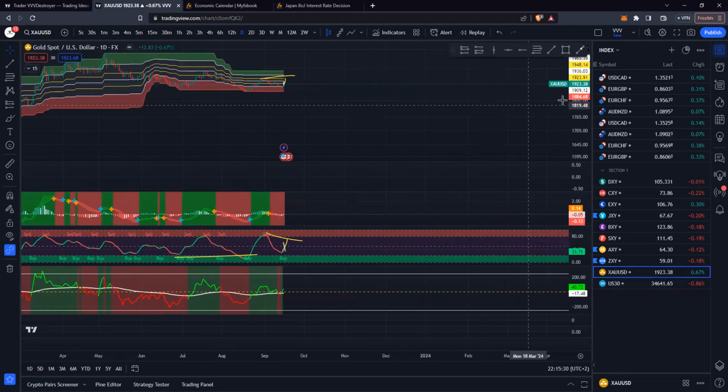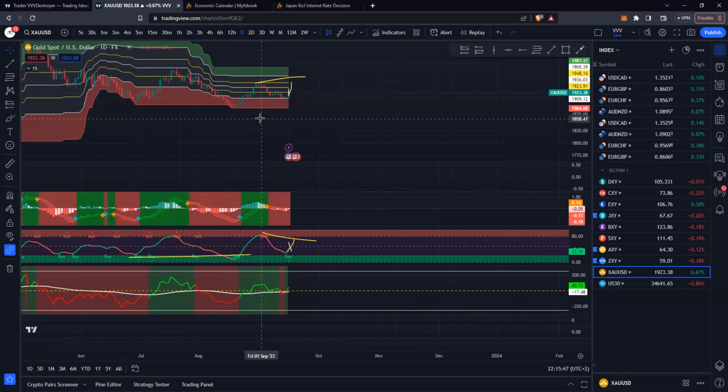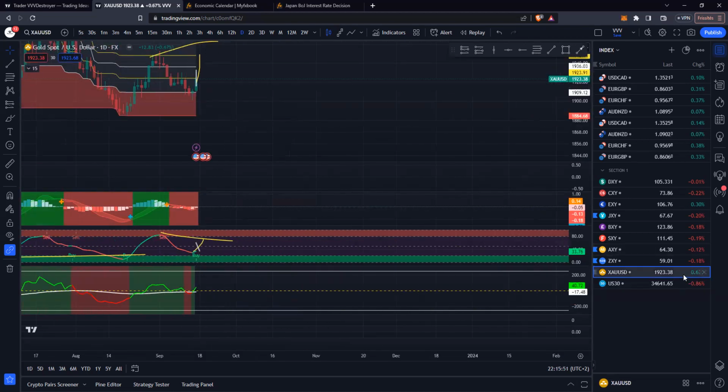And here is also something formed which is very interesting because we see a whole other pattern on the gold than we can see on the DXY. It's a completely different picture, as you see how the price is closed with 0.67%. It's just crazy compared to the DXY.